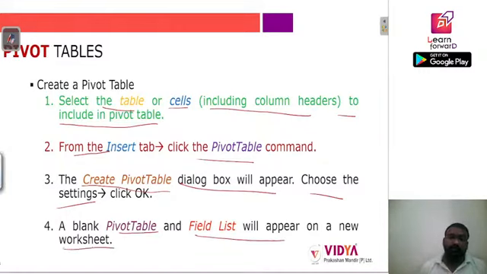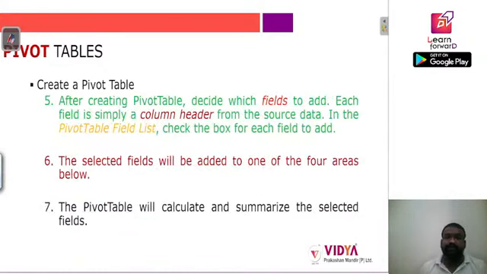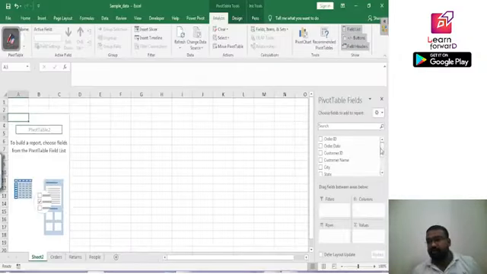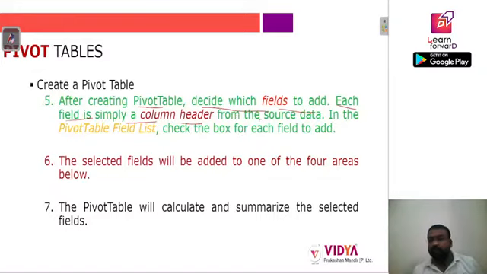So you can see that those fields are appearing on the right side while the pivot table was appearing on the left side. Now after creating that pivot table, we will decide which fields we want to add, and each field is simply a column header. So you can see that over here on the right side, we are getting all the column header names. Okay, so we can select those columns that we want from the source data. In the pivot table field list, check the box for each field to add.